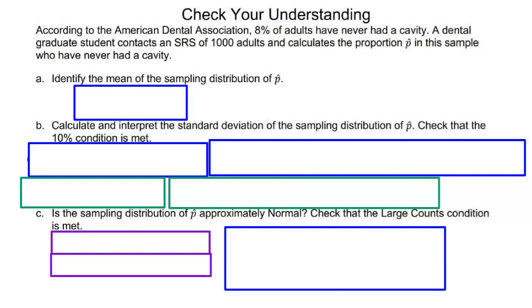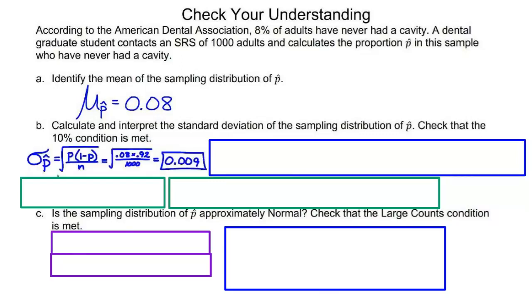All right. What is the mean of the sampling distribution? 0.08. It is whatever the proportion is for the population. Calculate and interpret the standard deviation of the sampling distribution of p hat. Check that the 10% condition is met. What is my standard deviation?